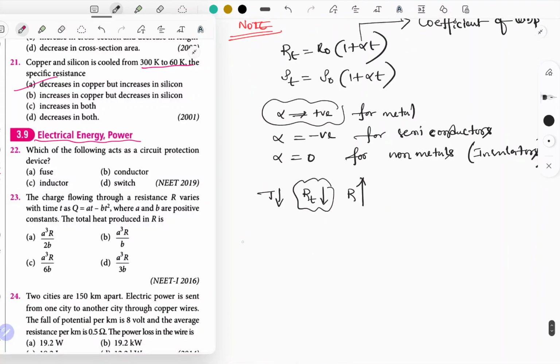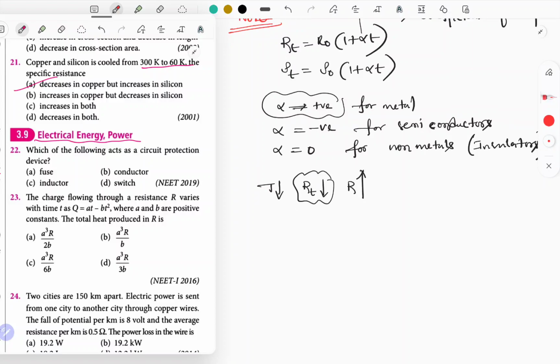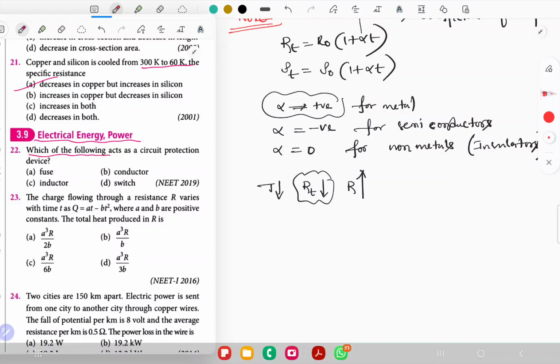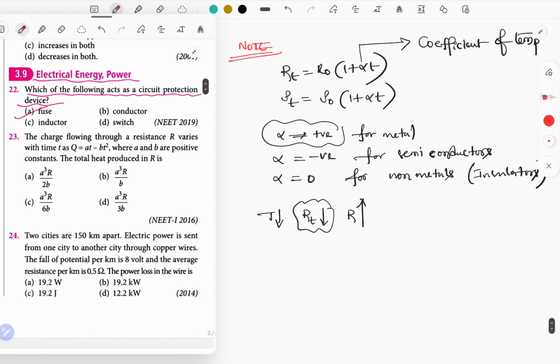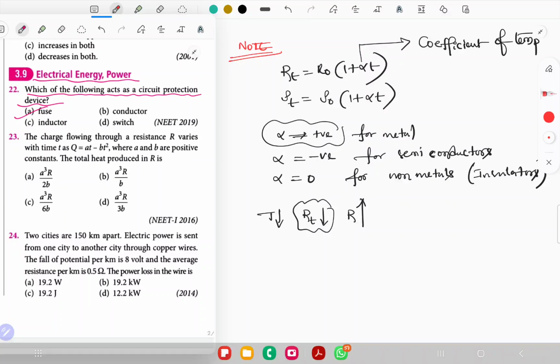Okay. So next topic is energy. So let me start with question number 22. Which of the following acts as a circuit protection? Basically, it's a basic question. Fuse is the basic thing which acts as a circuit protection. For question number 22, option A is correct.